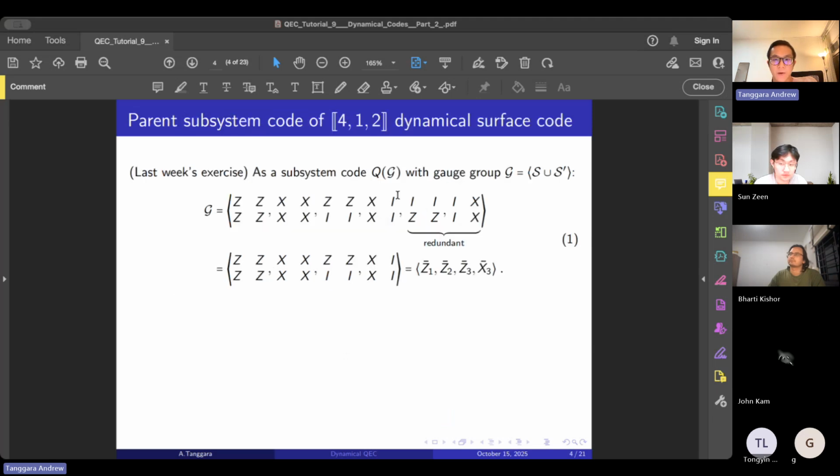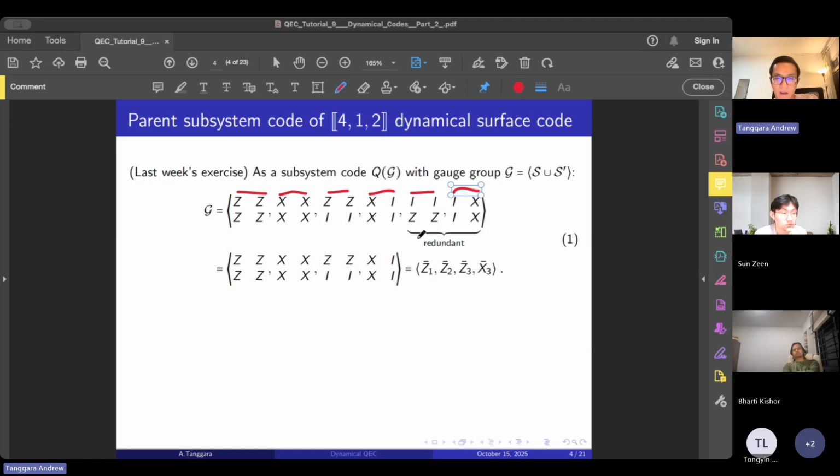So now I have six generators, but some of them are redundant, because I can generate this last bit by multiplying this one and this one. Same thing with this: I can multiply this with that, and then I get that one. So I can just get rid of these two. Now I have these four gauge operators, right? And I call them gauge operators because these two anti-commute.